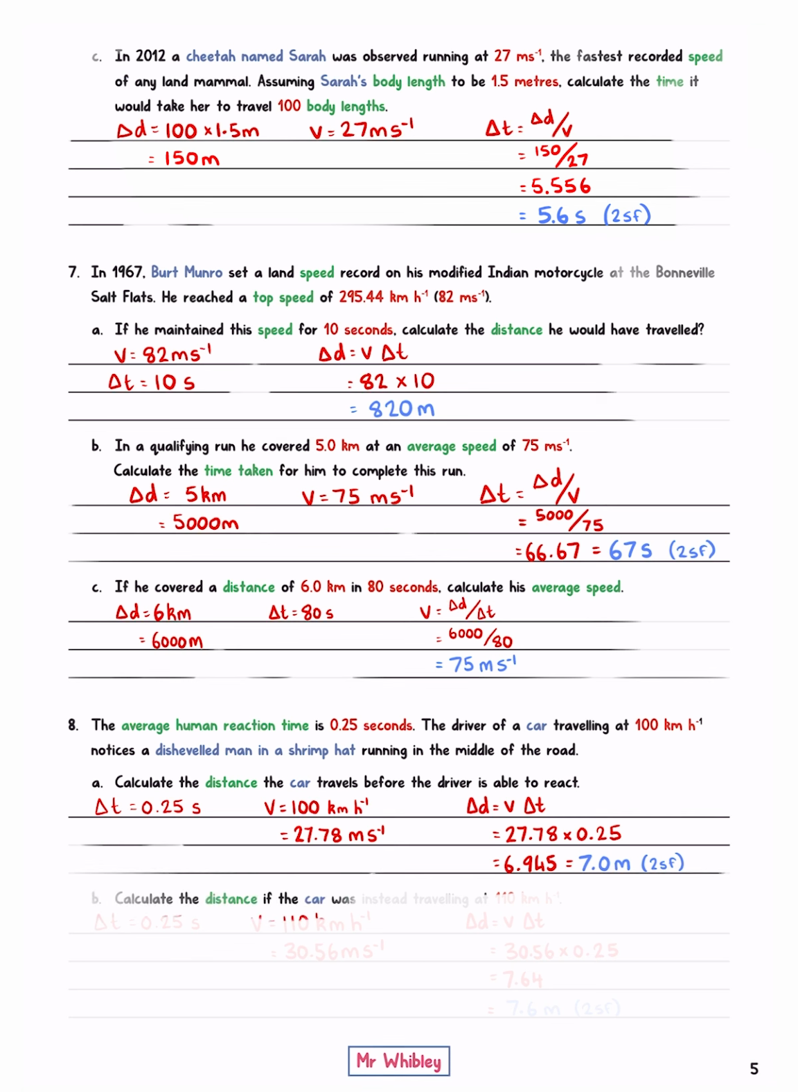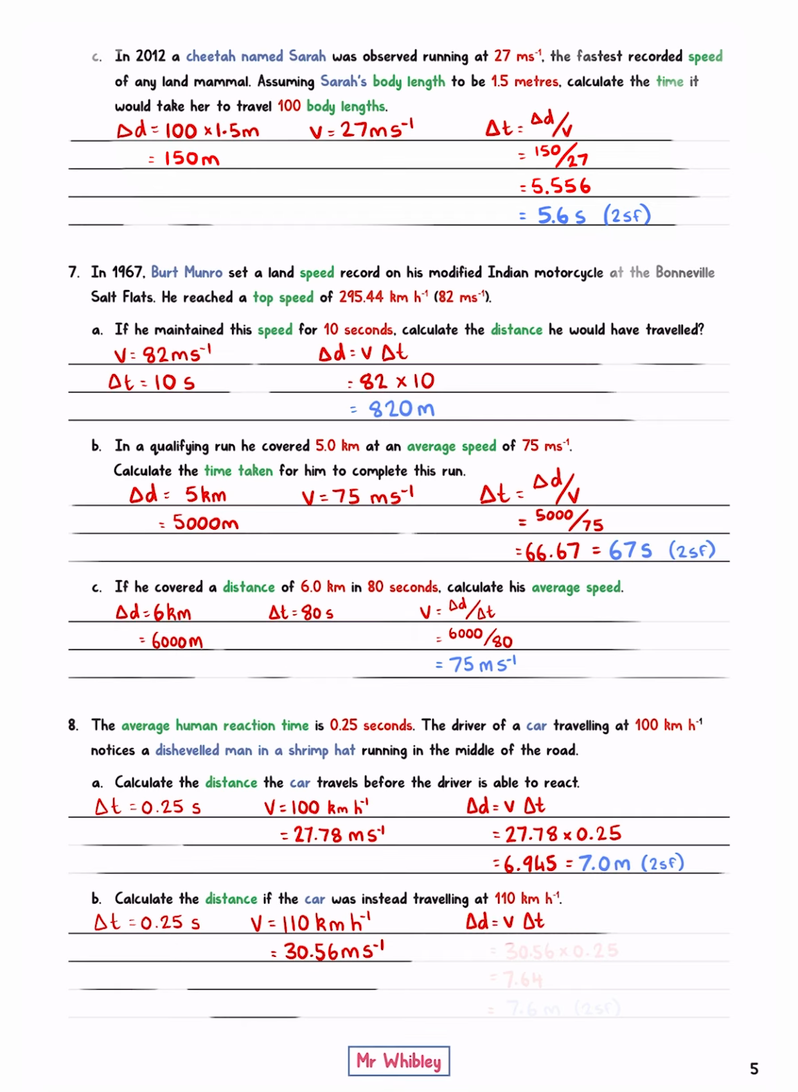Calculate the distance if the car was instead traveling at 110 kilometers per hour. We have our same reaction time, our velocity of 110, which we can divide by 3.6 to find 30.56 meters per second. Using our displacement equation once again, putting in our new velocity, gives us 7.64 or 7.6 meters to two significant figures.